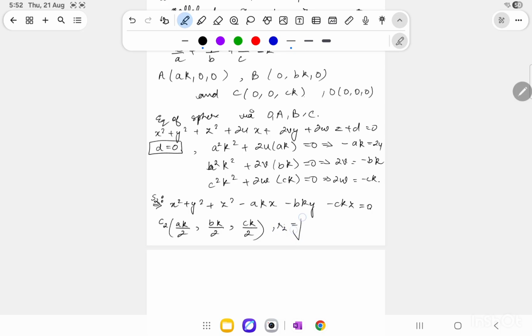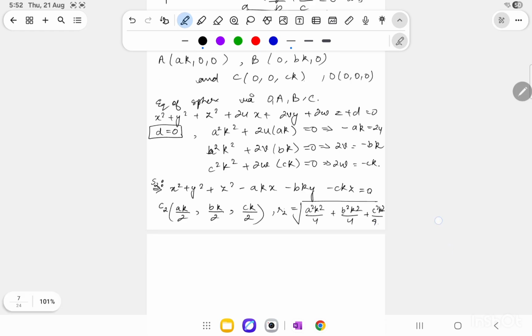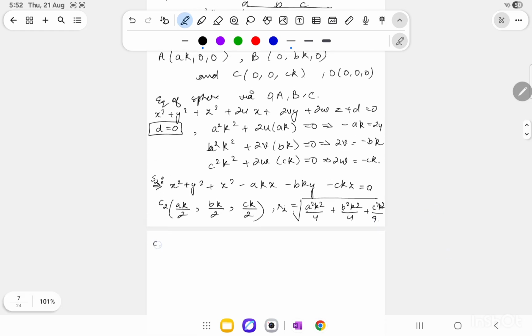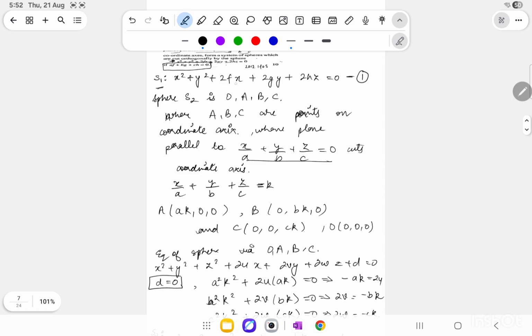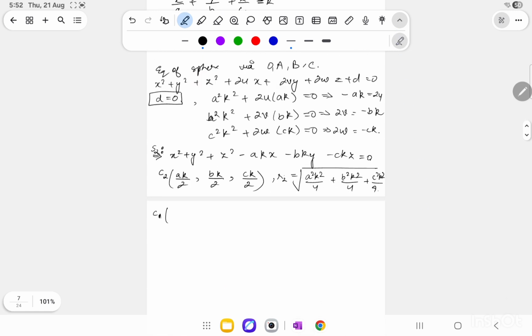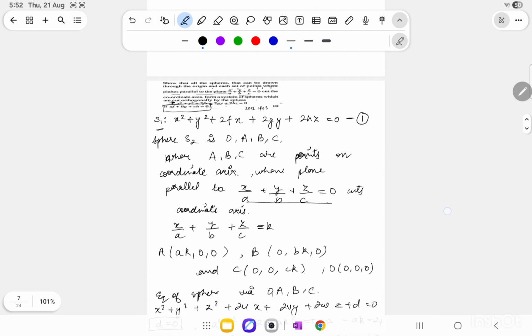So the radius will be basically a square k square by 4 plus b square k square by 4 plus c square k square by 4. Likewise, we can find the center C1 of sphere S1. That will be basically (-f, -g, -h), and radius R1 will be basically f square plus g square plus h square, because the constant term is also not there in sphere S1.